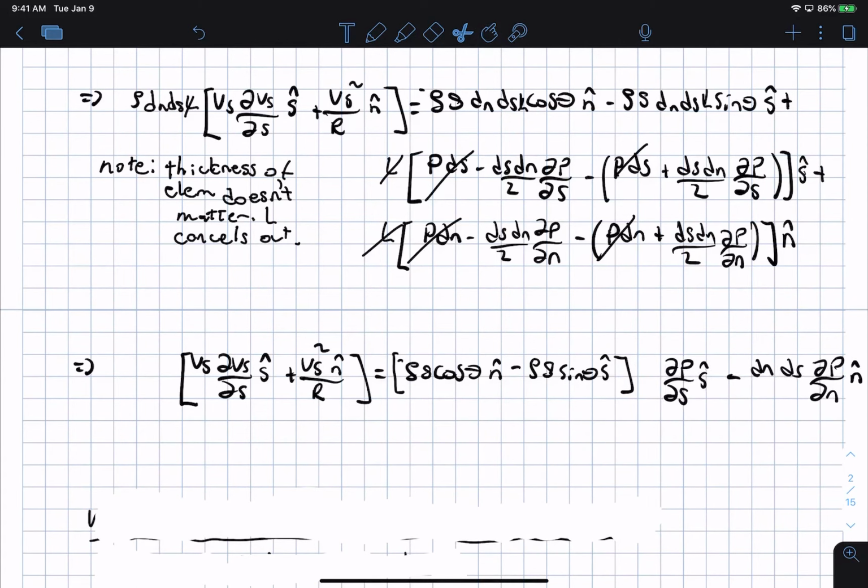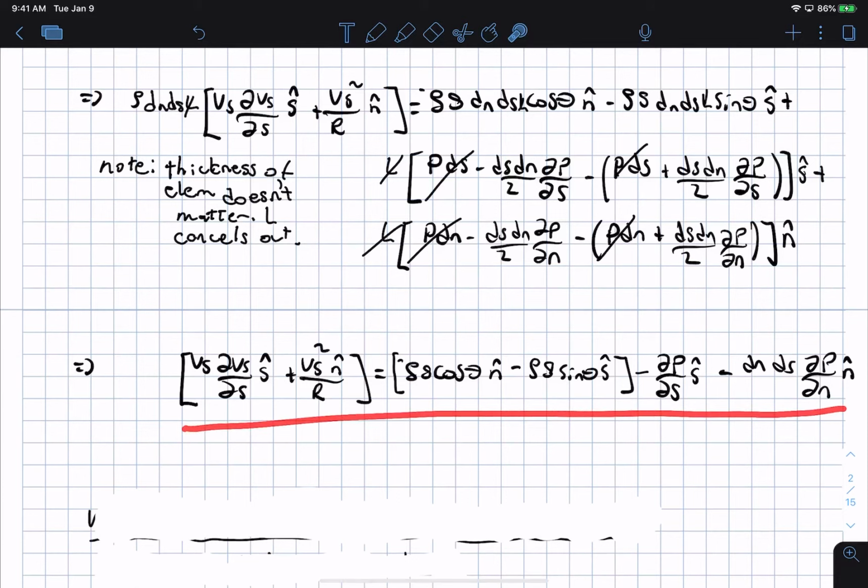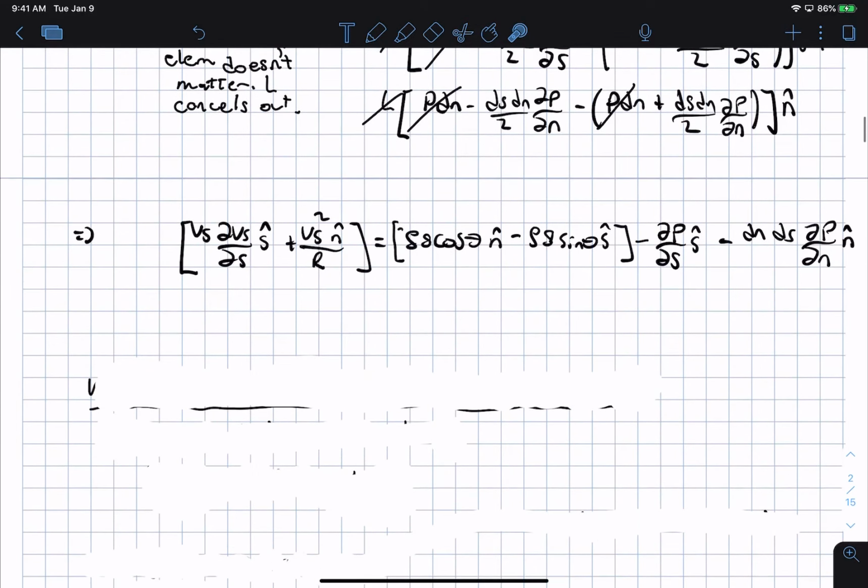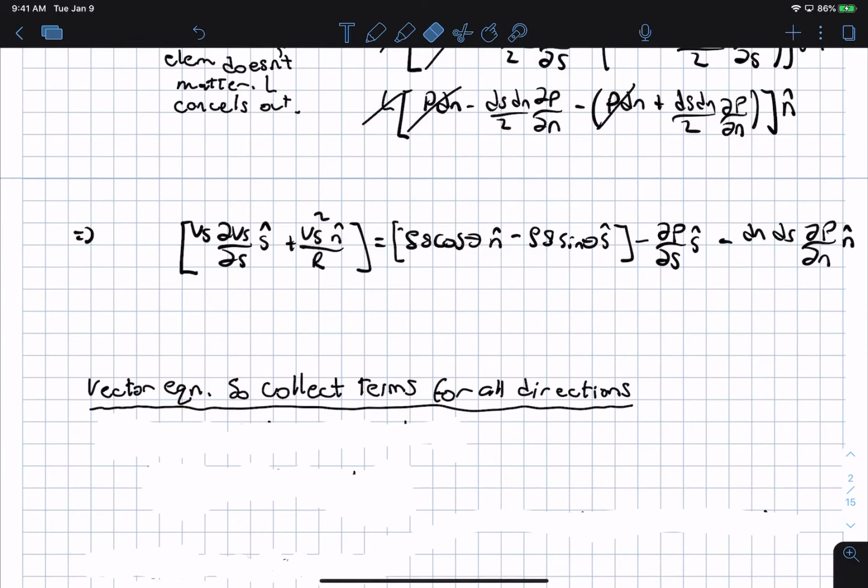That looks like this. Okay. So this is our final vector equation, and it's a vector equation. It has a component along the streamline and a component normal to the streamline. I already sort of uncovered it a bit, but this is a vector equation, so I'm just going to collect terms for all the directions.